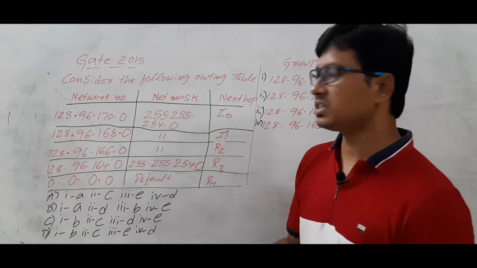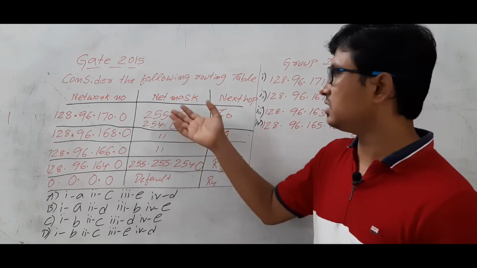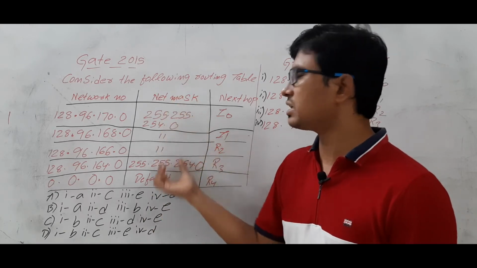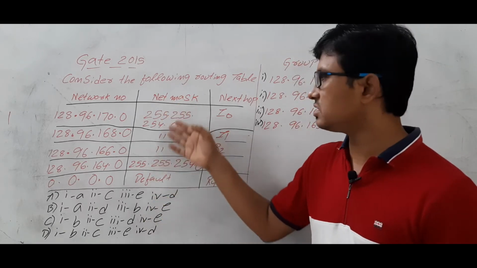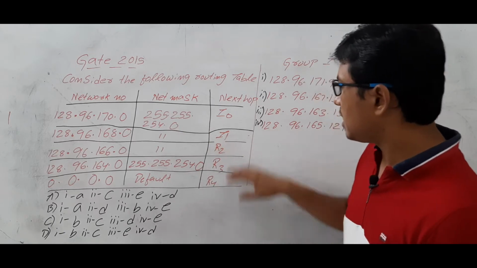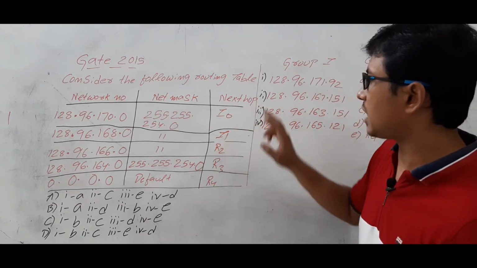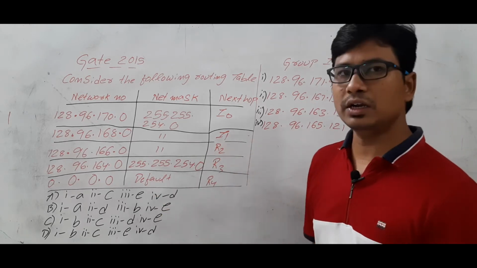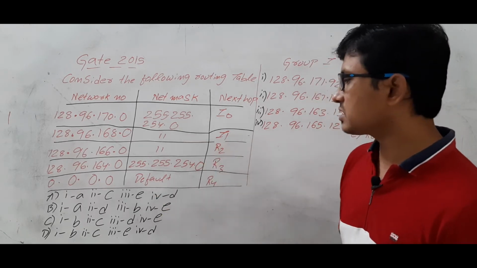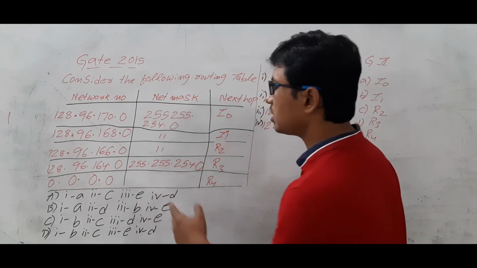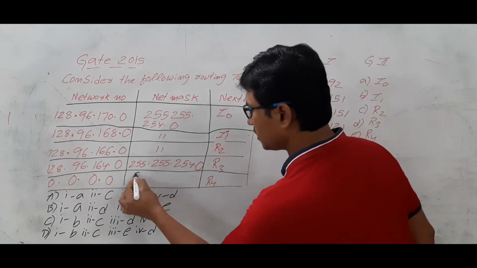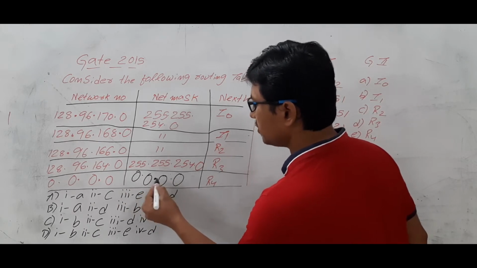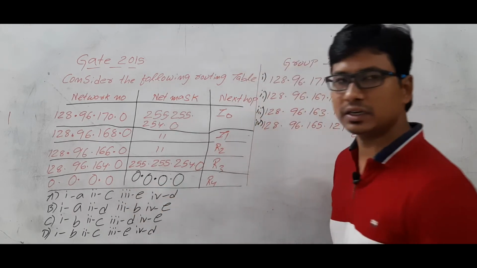So all these network masks are the same. If the network masks are the same, then I can say that it is fixed length subnetting. And they have given the next hop as I0, I1, R2, R3. And as you already know, the default mask is 0.0.0.0. So if they do not mention it, you have to write it.